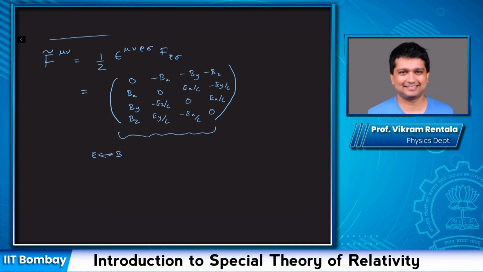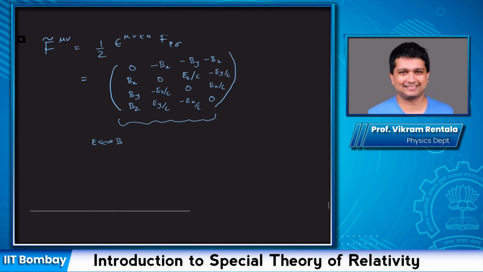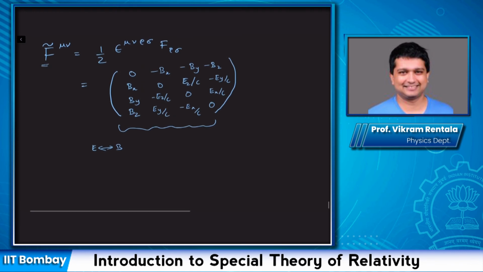Sorry, this should be Ez by C. So now that we've defined the field strength tensor and the dual field strength tensor, we can write down Maxwell's equations using these field strength tensors.